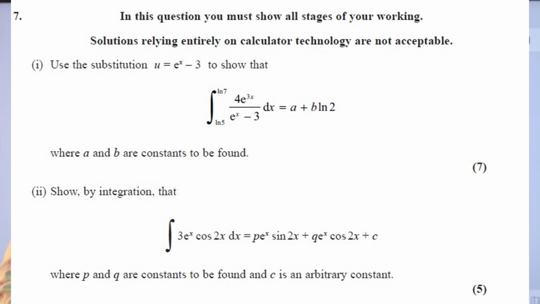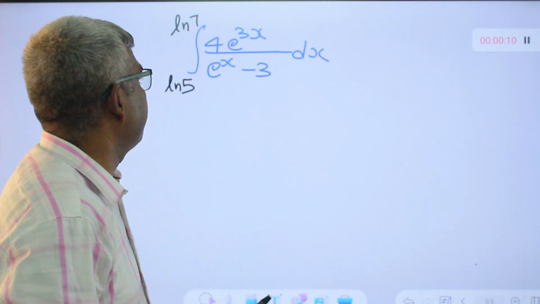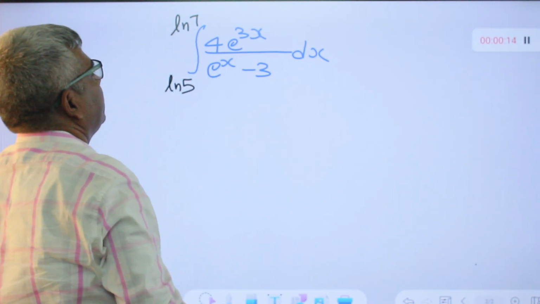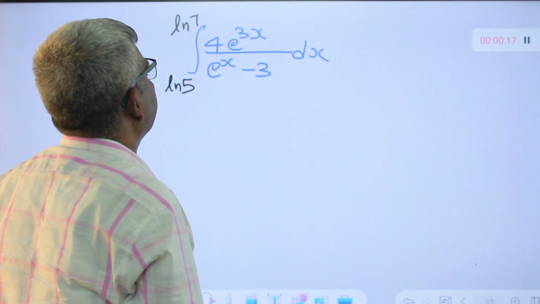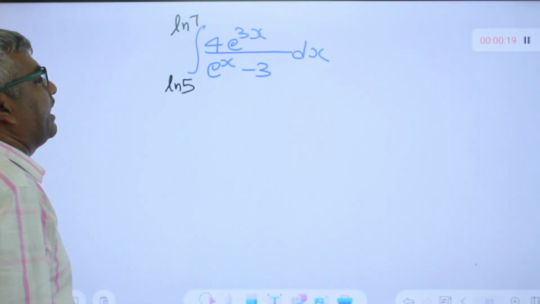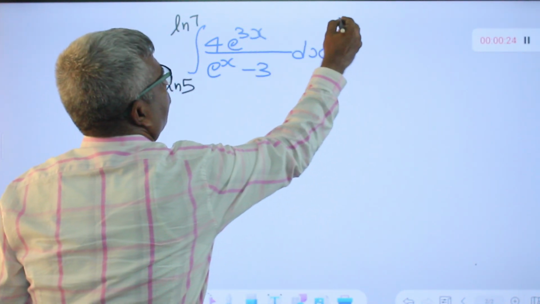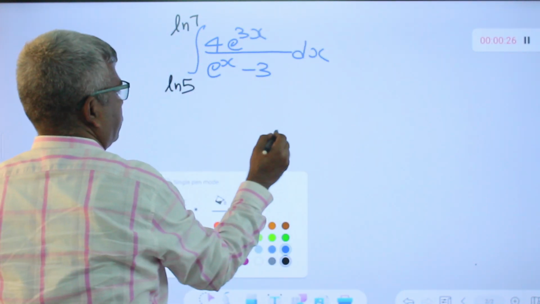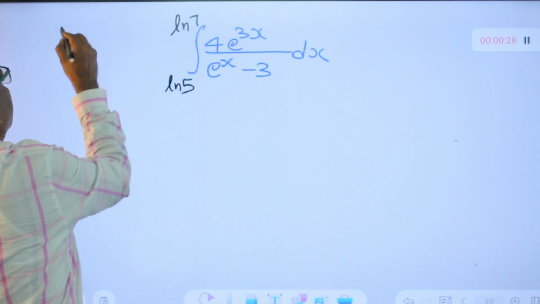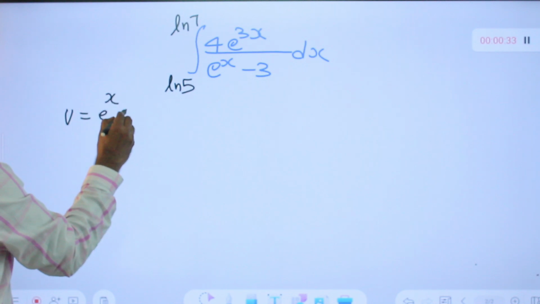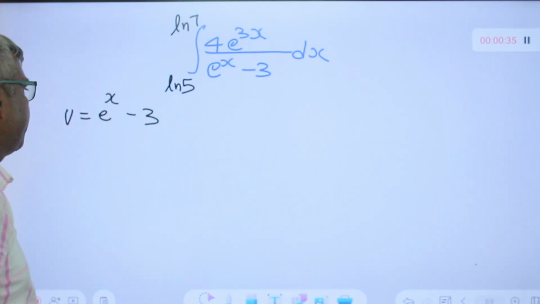In this lesson, we are going to see P4, Pure Maths IAL, Edexcel IAL, October 2022, question number 7. They have given the integration of 4 e power 3x over e power x minus 3 dx. This is P4. They have given u is equal to e power x minus 3.